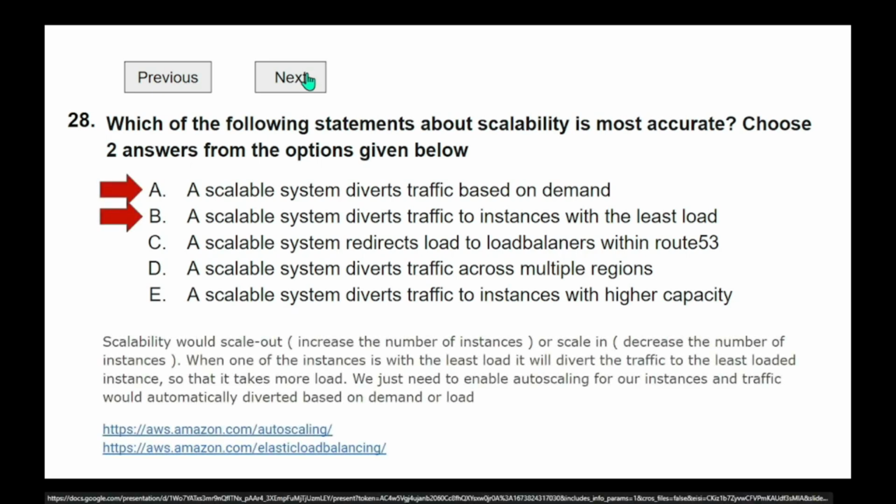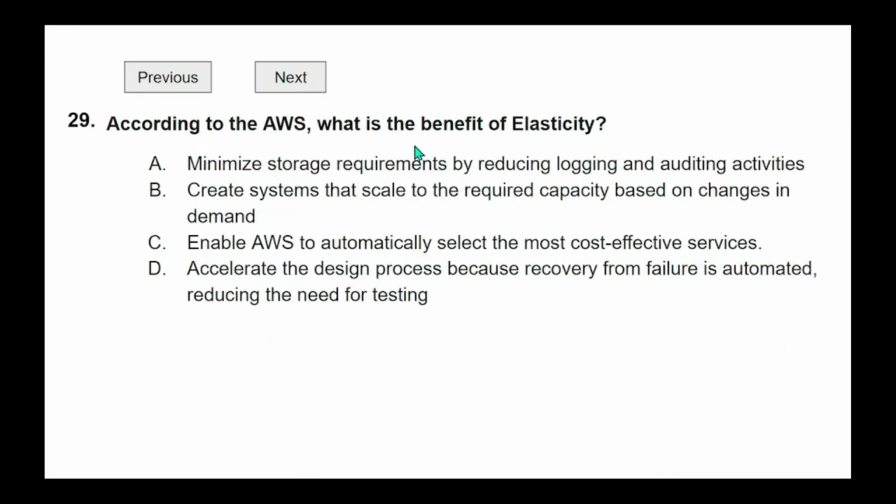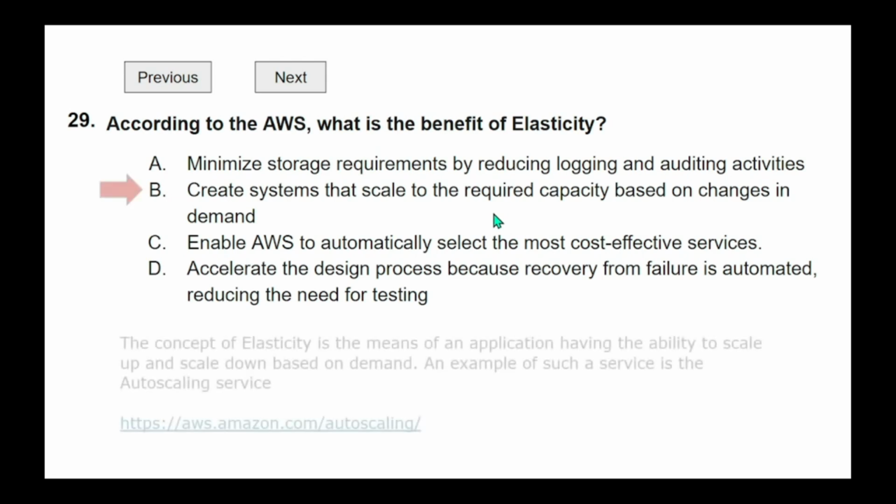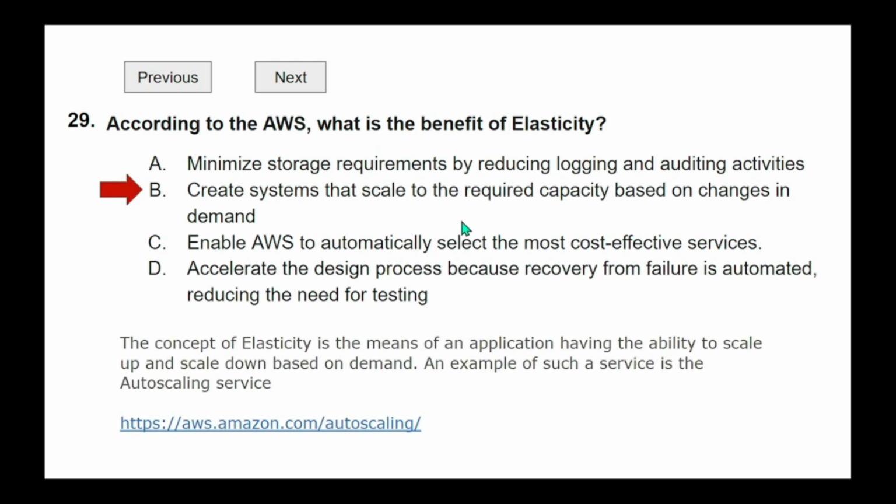Question 29. According to AWS, what is the benefit of elasticity? Option A. Minimize storage requirements by reducing logging and auditing activities. Option B. Create systems that scale to their required capacity based on changes in demand. Option C. Enable AWS to automatically select the most cost-effective services. Option D. Accelerate the design process because recovery from failure is automated, reducing the need for testing. So the answer becomes option B. Create systems that scale to the required capacity based on changes in demand.